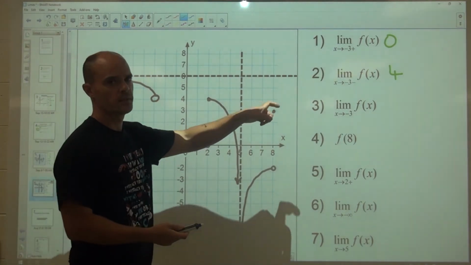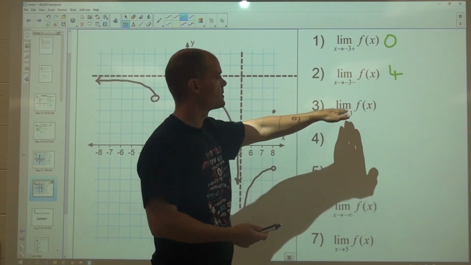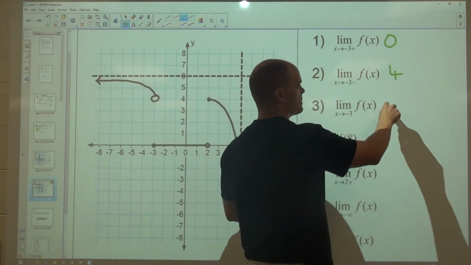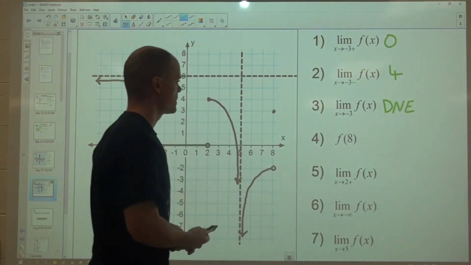Well, this is a dead giveaway. These two answers would have to be the same in order for this to exist, but it doesn't. Those two answers are different, so the limit does not exist.